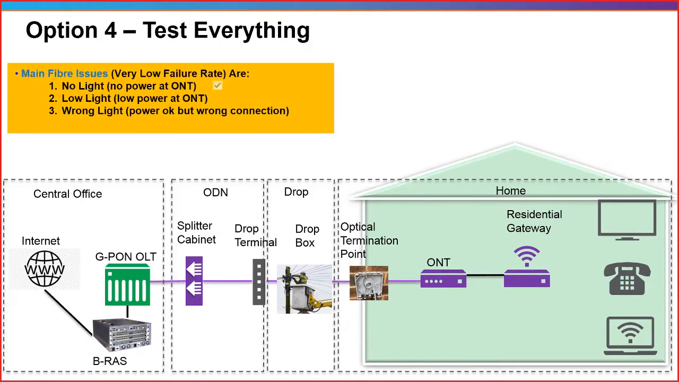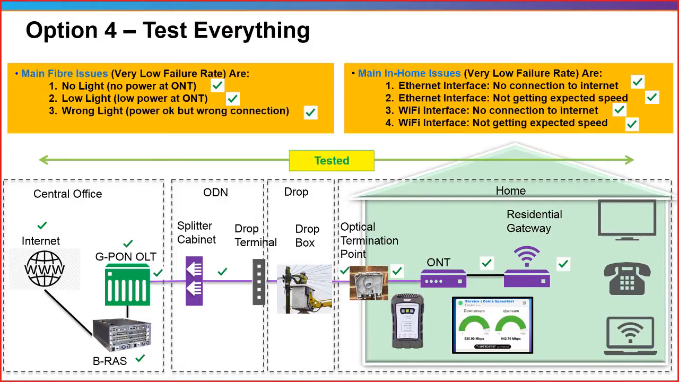And then finally, what if you're testing everything along the way? Obviously, this is the best scenario. You get the plant fully tested, green check marks along the way. The technician is going to be confident, and the customer is going to experience inside the home now that they are getting the right speeds and they have connection to the internet.